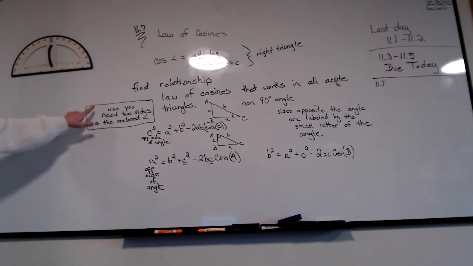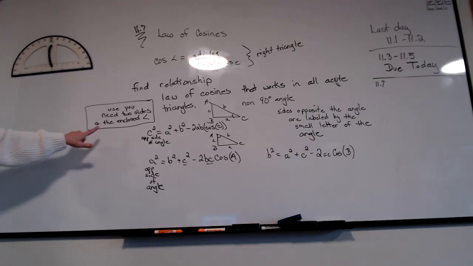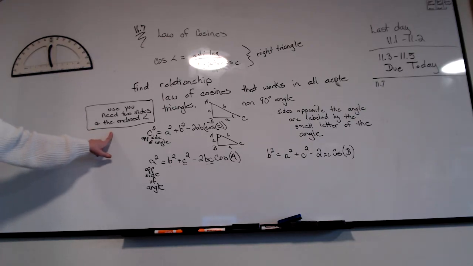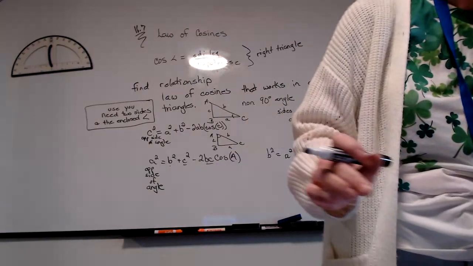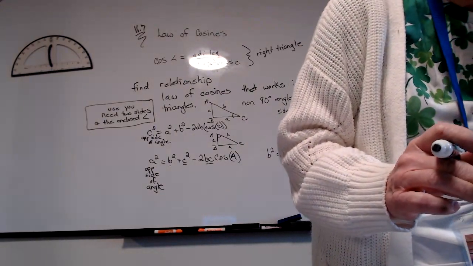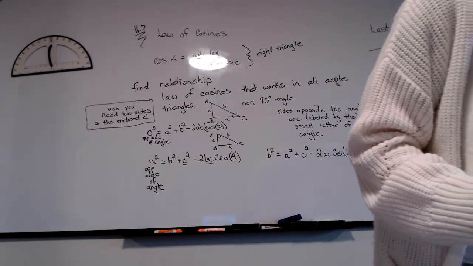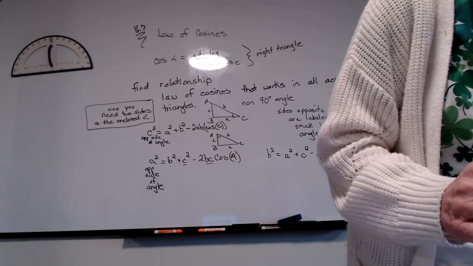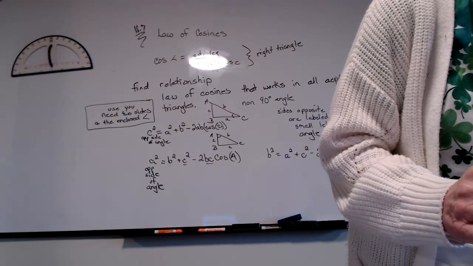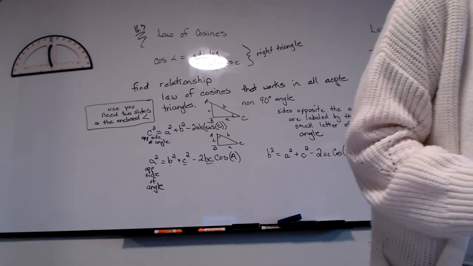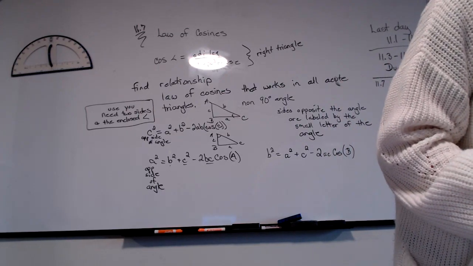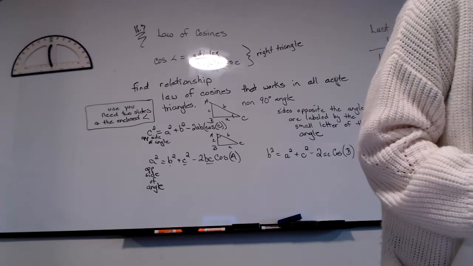Now to use it, you have to have two sides and an angle. You don't have to have the enclosed angle, but that's the easiest one to work with, okay? So let's see how you would use it. Let's just do one of the problems out of the book. I have to find one that uses law of cosines. What are we using this to find? Different lengths of things.